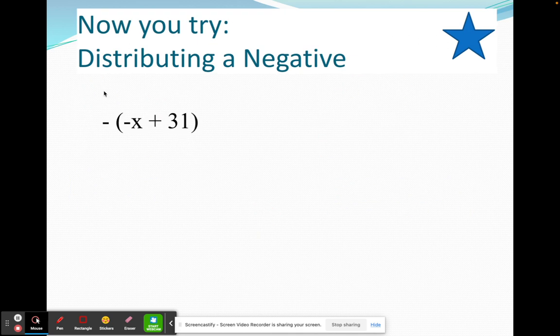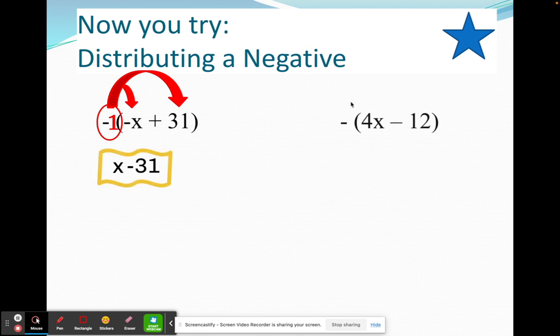Now you can try distributing a negative. What do you think is going to happen here? Well, what you don't see is this invisible 1. Think of this as a negative 1. So a negative 1 times a negative x will give me a positive x. Negative 1 times positive 31 gives me a negative 31. So x minus 31. Let's try this one. Negative 1, the invisible 1, times 4x will give me a negative 4x. Negative 1 times that negative 12 will give me a positive 12.